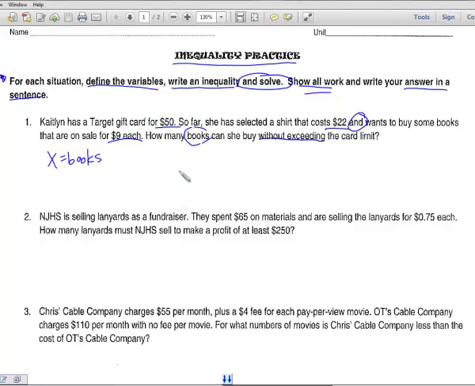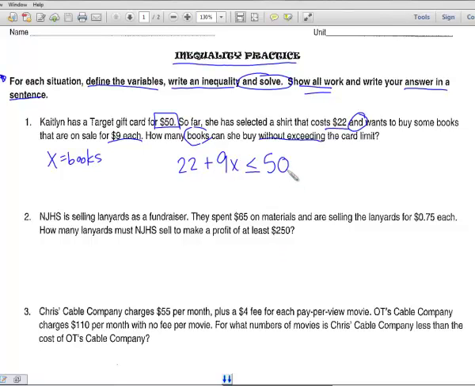Okay, so I know that she had a shirt that cost $22. I also know that she wants to add books that are $9 each, so 9 times x. And then without exceeding. Without exceeding means she can't go over. So which of the inequality symbols goes with without exceeding? Okay, it's going to be less than or equal to. And then our total amount that's on the card is $50. Alright, so here's our inequality.